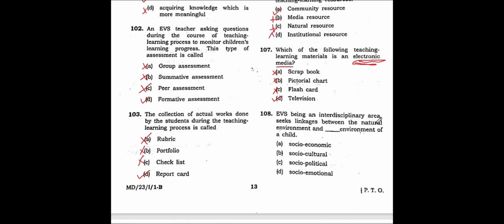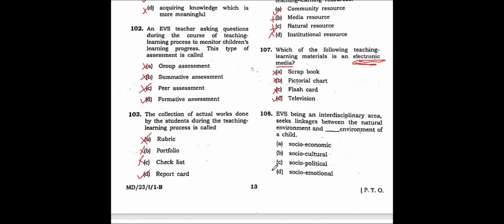EVS being an interdisciplinary area seeks linkages between the natural environment and the playing environment of a child. Before I tell you the answer, let me ask what you understand by the term interdisciplinary area. Environment is an interdisciplinary subject, which means environment is related to all the subjects. Environment is related to science, social science, and mathematics. So it is an interdisciplinary subject. Now they are asking that EVS, being an interdisciplinary area, seeks linkages. Linkage means bonding with another subject. It is linking the natural environment and what type of another environment of the child?